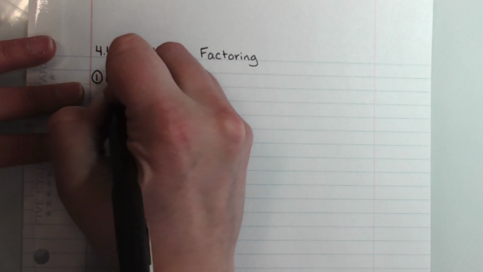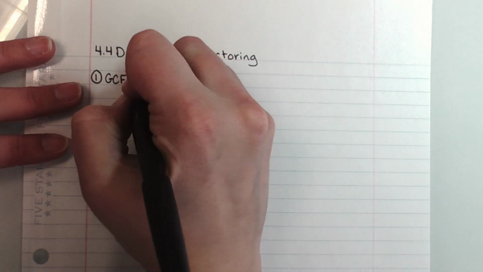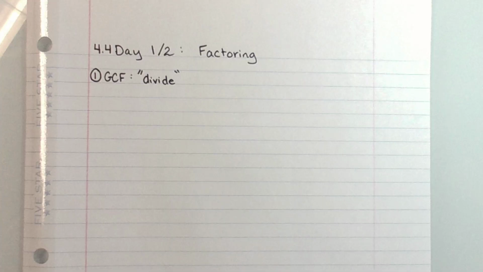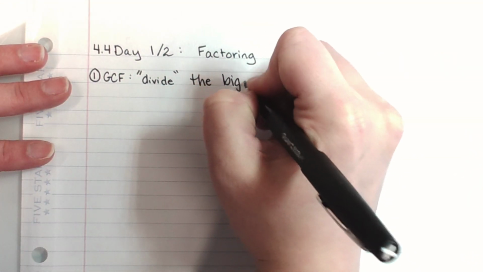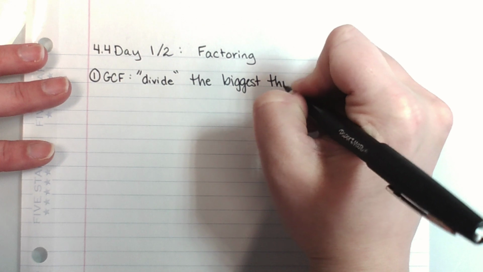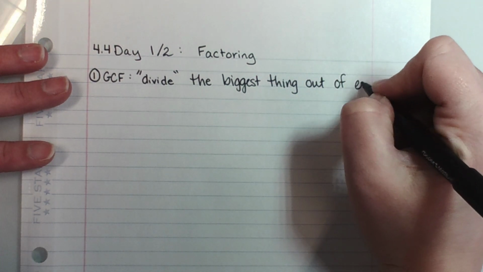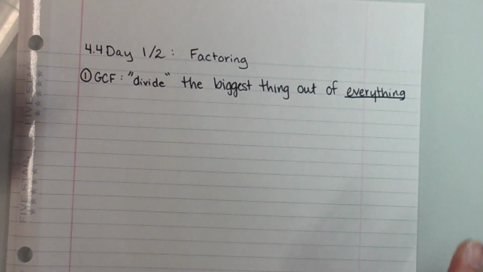Factoring we've done before. What is the first thing you should always do when you're trying to factor? Greatest common factor, GCF. In other words, quote unquote, divide the biggest thing out of everything. Emphasis on everything. It divides out of every single term.